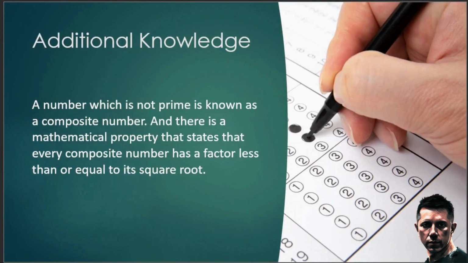A number, which is not prime, is known as a composite number. And there is a mathematical property that states that every composite number has a factor less than or equal to its square root. This means that a number will not be prime if it has a factor less than or equal to its square root. Conversely, if a number doesn't have any factor less than or equal to its square root, then it is a prime number.